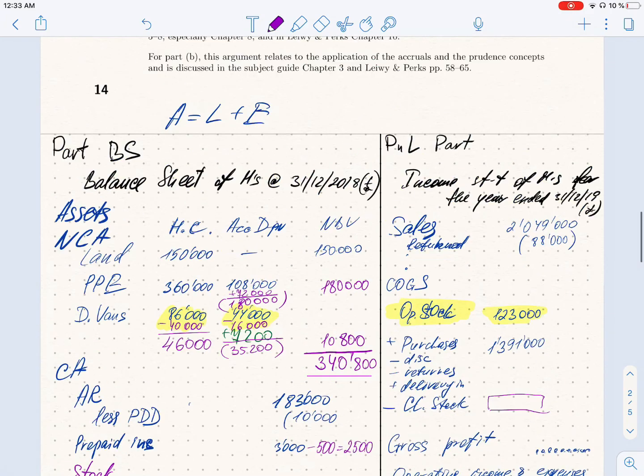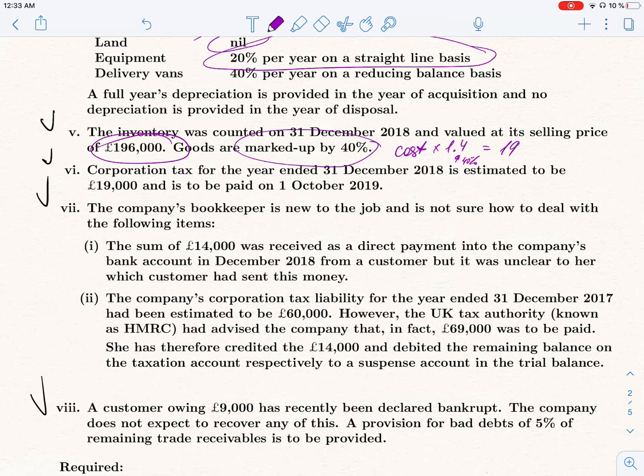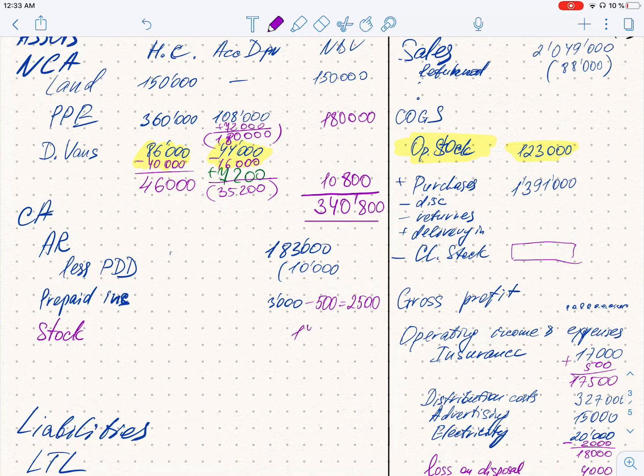But before, we have to calculate the cost of inventory, because we are told that inventory has its selling price of 196,000 and goods are marked up by 40%. That means that the cost of closing inventory was multiplied by 1.4, and the company received 196,000. So what is the cost? That simple equation tells us that the cost of closing inventory is 140,000 pounds. And exactly that amount should appear as closing stock in the statement of financial position and income statement. So here we will write down 140,000 and 140,000 here for the purposes of the cost of sales calculation.